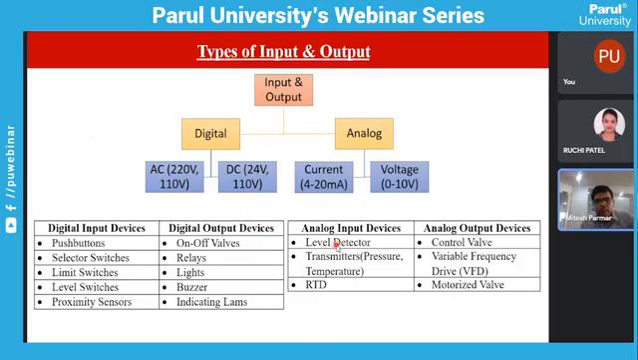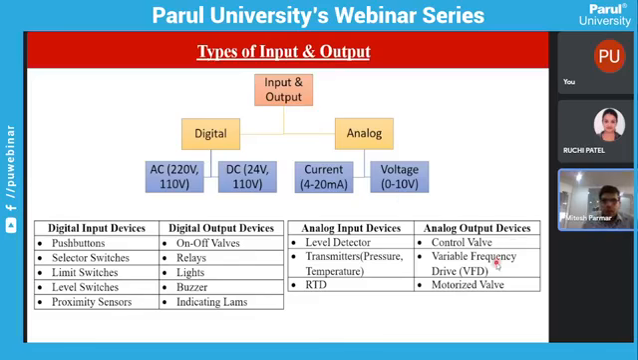Then we have the analog input devices like level detector, then different transmitters like pressure transmitter, temperature transmitter, level transmitters, RTD, temperature sensor, flow sensor. So all of those devices are the analog input devices, because they will give you the signal in the form of 4 to 20 milliampere, or 0 to 10 volt.